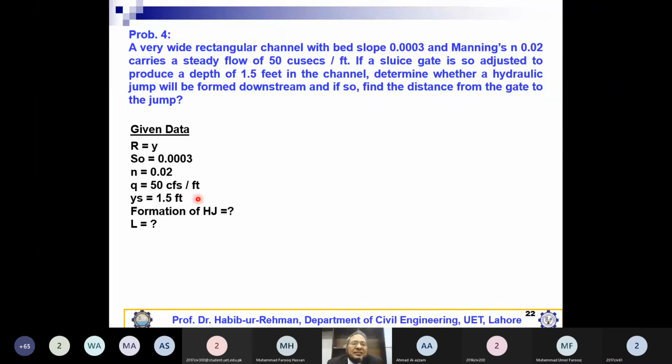So ys is 1.5 feet and yc is 4.26. Now what is your judgment? Would a hydraulic jump form? Yes, sir, it will form on the downstream. Okay, now please write: as ys is less than yc, hence hydraulic jump will form on downstream of sluice gate.